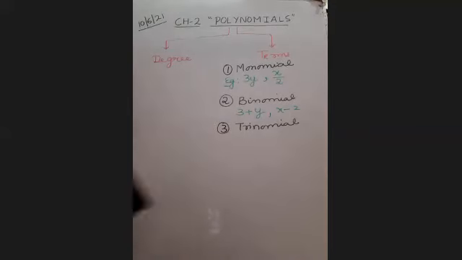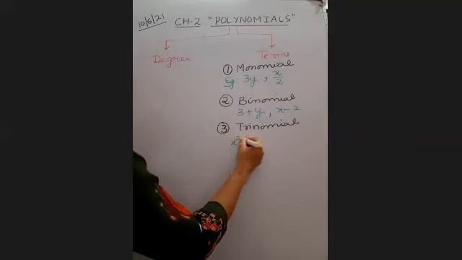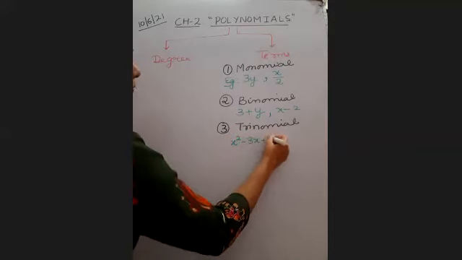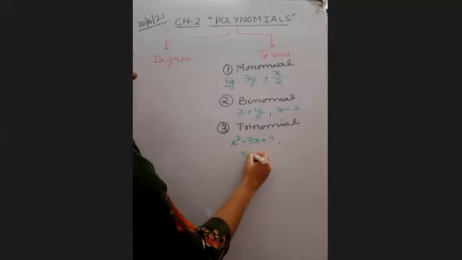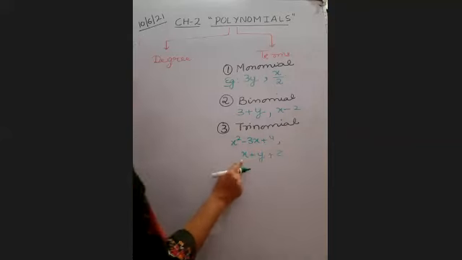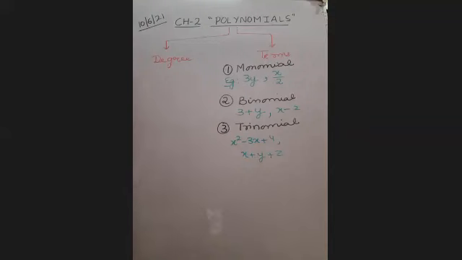And trinomial means how many terms? Three terms. It could be x square minus 3x plus 4. It would be x plus y plus z. See, x plus y plus z is trinomial. But if I write x multiply y multiply z, it will be a monomial. Clear? So this was on the basis of terms.